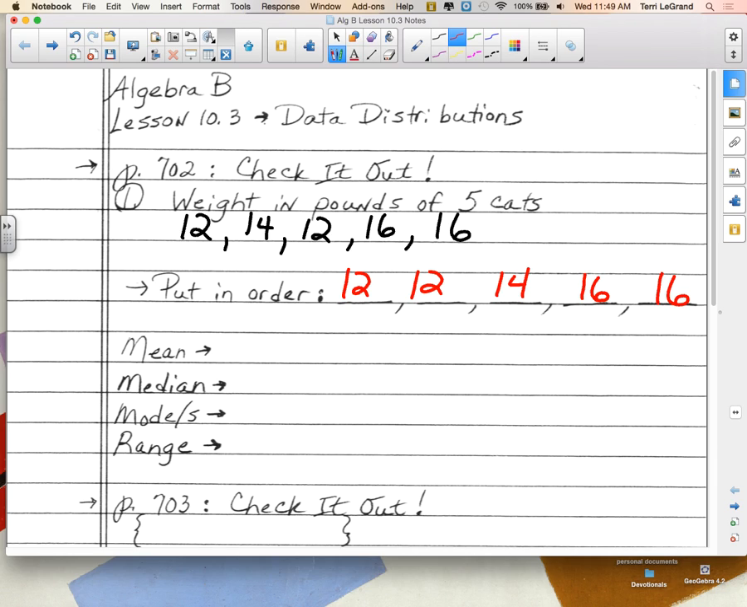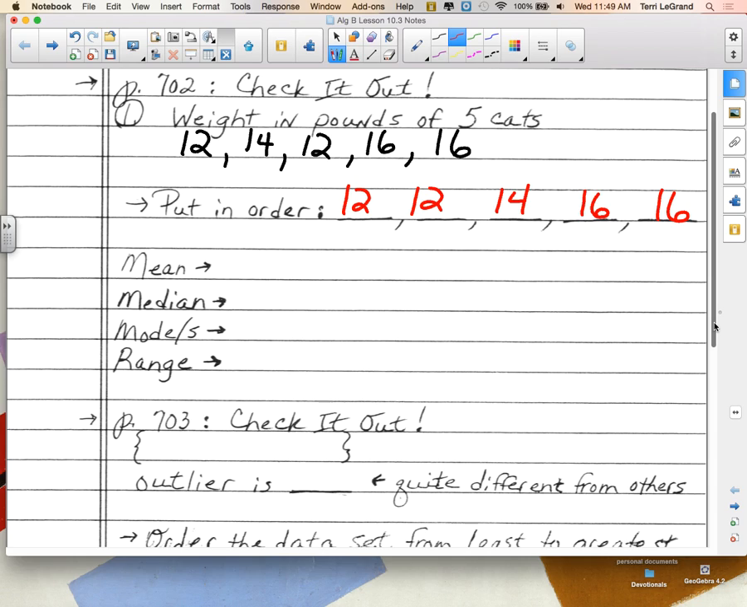You're going to need your calculators. When you are finding these, you're going to show me what you did to get them. One of the ways to show work is just what we just did here: put them in order. This is a work step. And then the next step, we're going to actually find these measures of central tendency, and you're going to show me what you actually did.